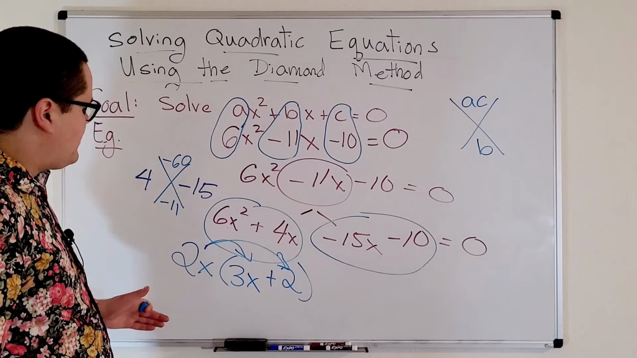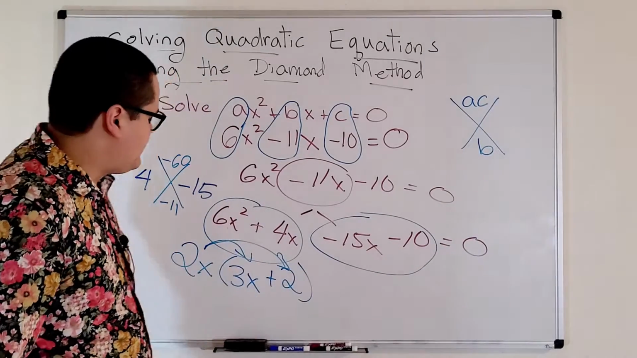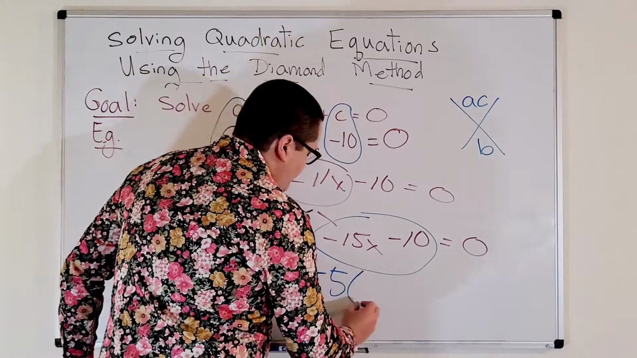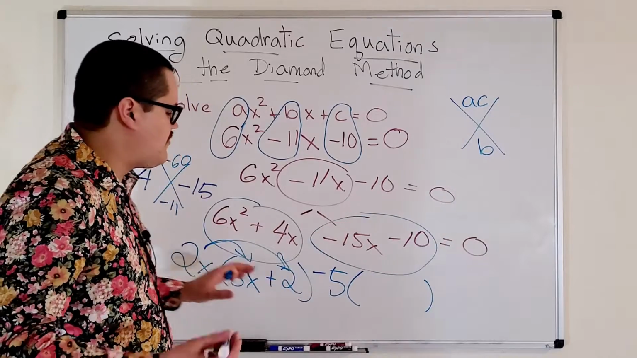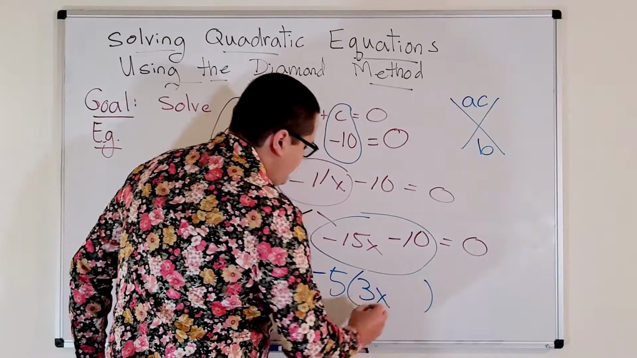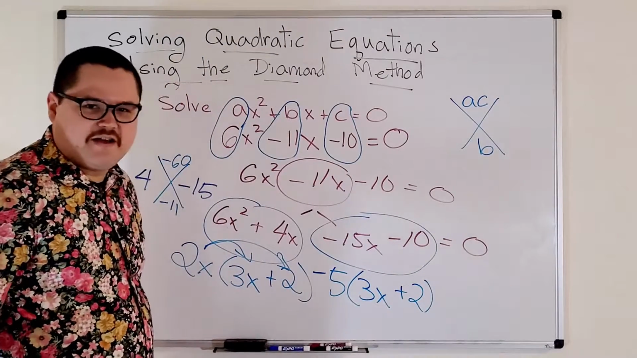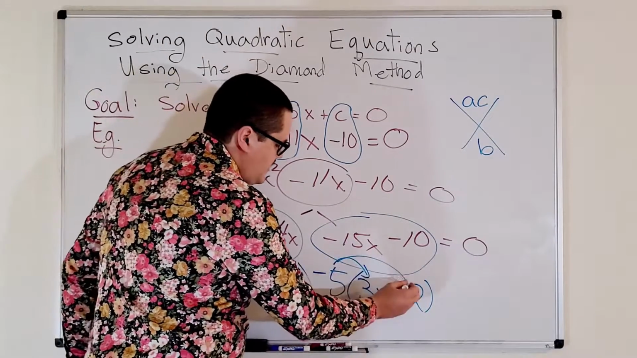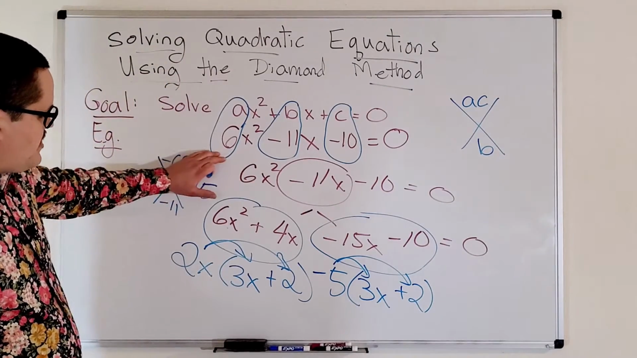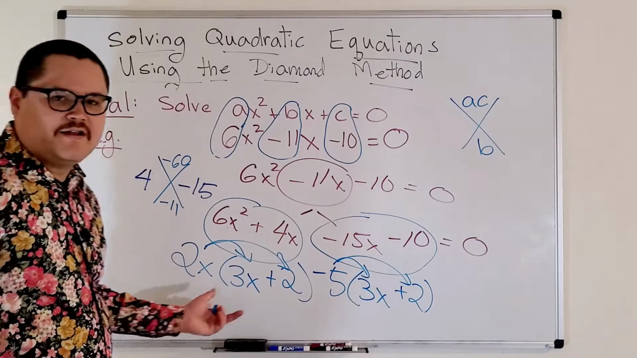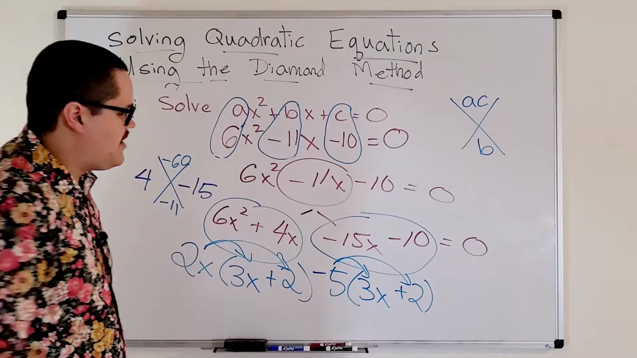So if I factor out as much as I can, I see that both these terms have a -5 that goes into them. Take -5. And if I factor that out of -15x, I'm left with +3x. If I factor it out of -10, I'm left with +2. Right? In other words, if I were to distribute this -5 back over these two, I would get what I started with. So the original equation is equivalent to 2x times the quantity 3x plus 2 minus 5 times the quantity 3x plus 2 equals 0.